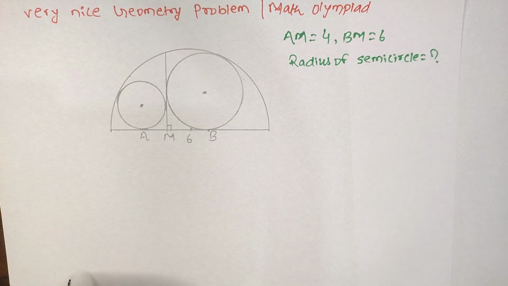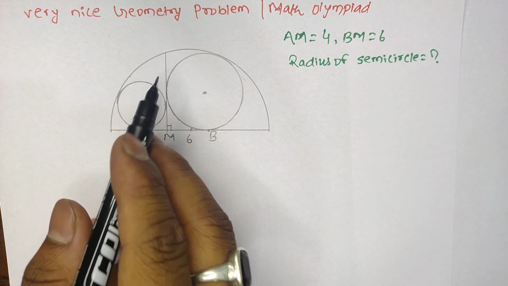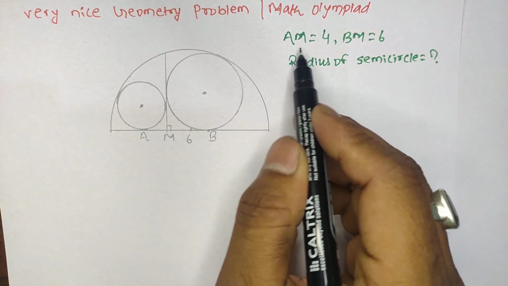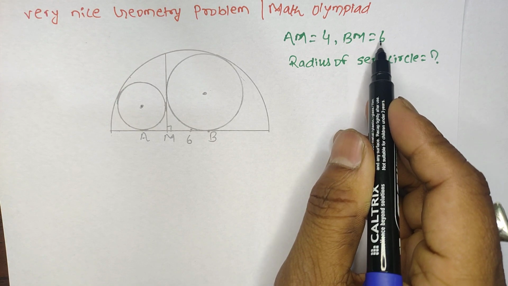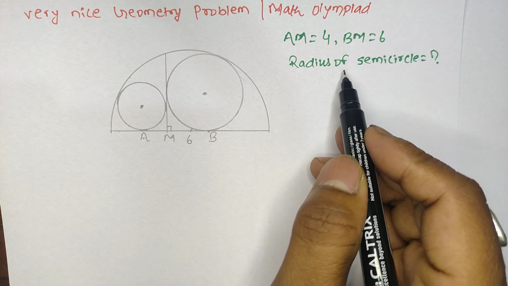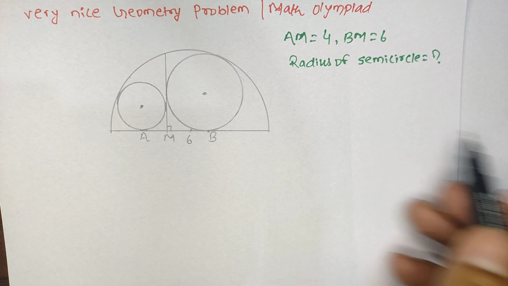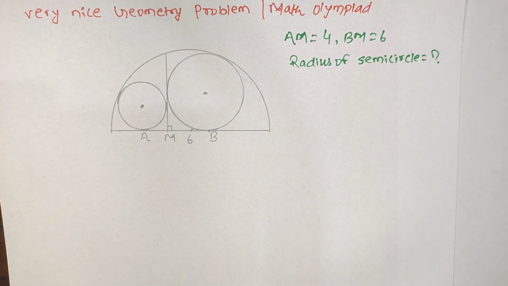This is Digesh here. Today in this video, we have a geometry question where it is given that the length of line segment AM is 4 units and the length of line segment BM is 6 units. Then we have to find the radius of this given semicircle. So let's dive into the question and find the solution.